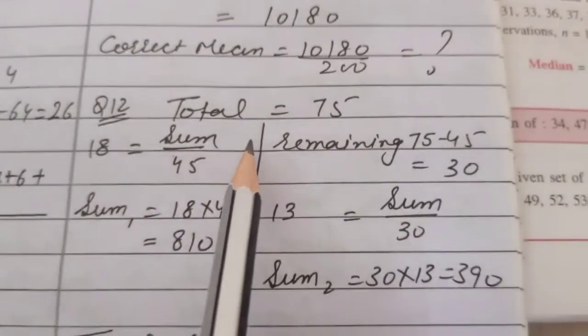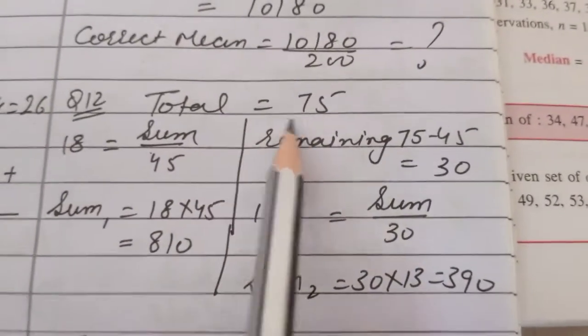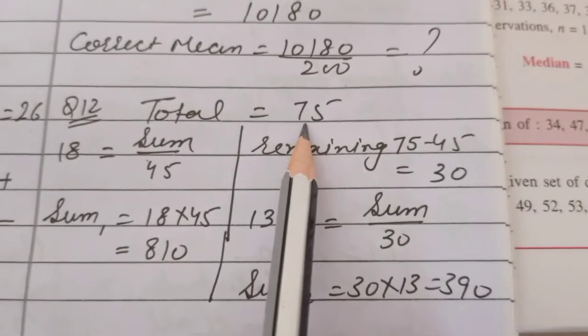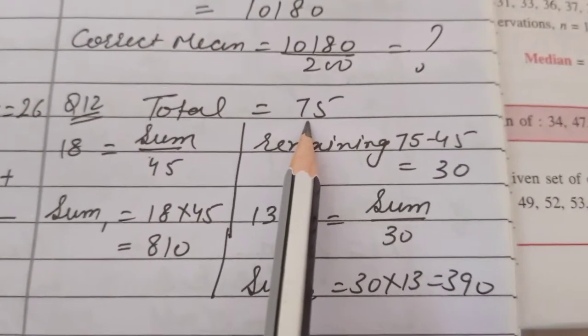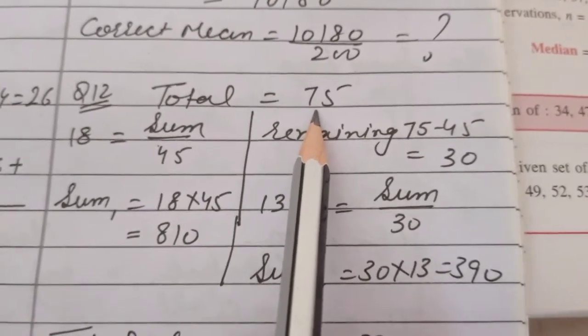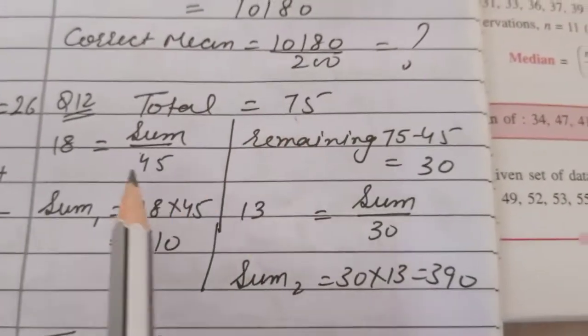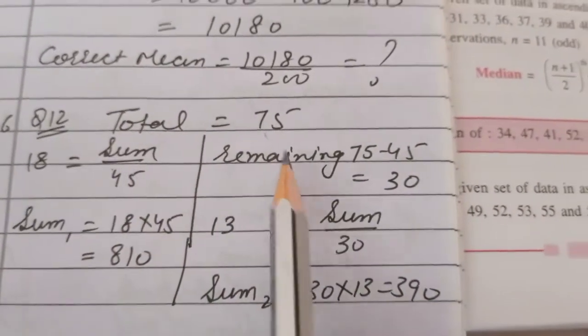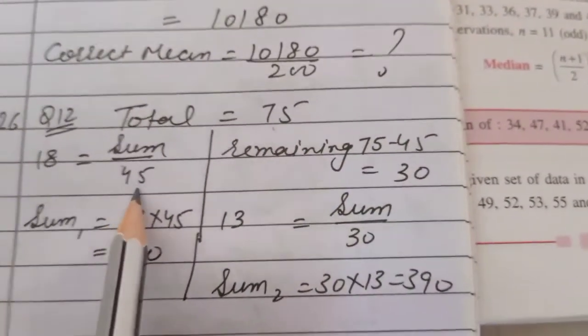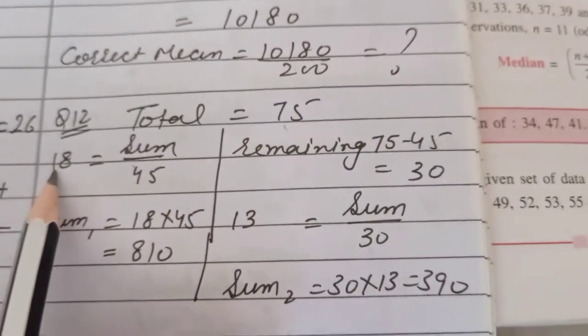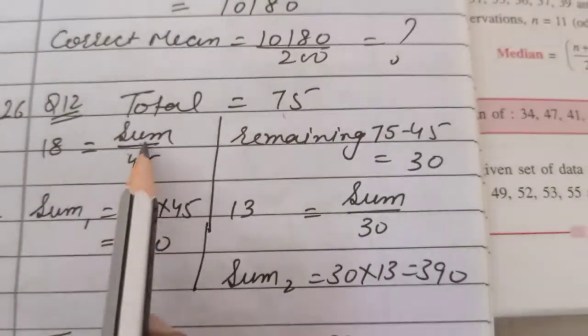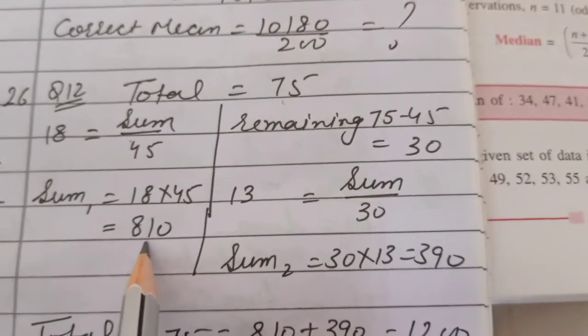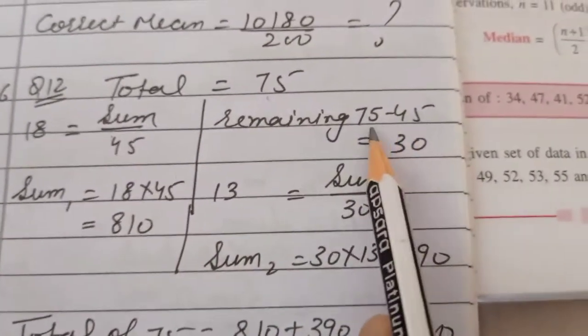12th question. Find the mean of 75 numbers. Total number 75. If the mean of 45 of them is 18 and the mean of the remaining, that means there are 2 cases. Out of 75, the mean of 45 observations is 18. So can I find out the sum of 45 observations? That is 810.